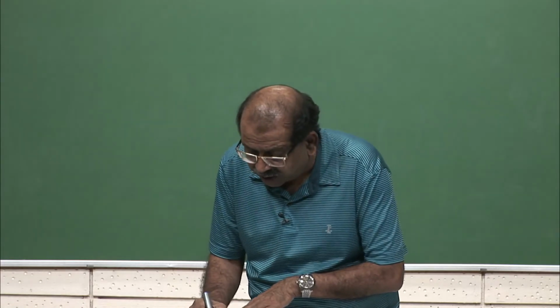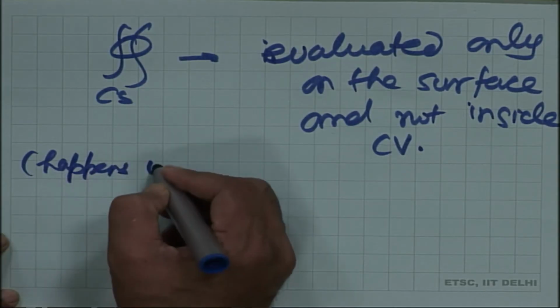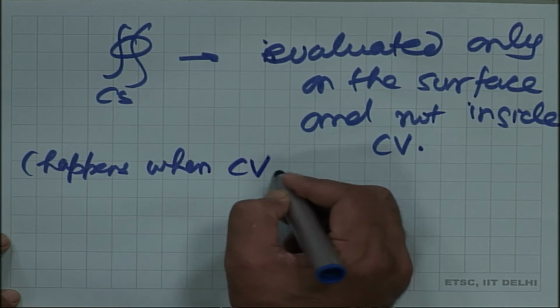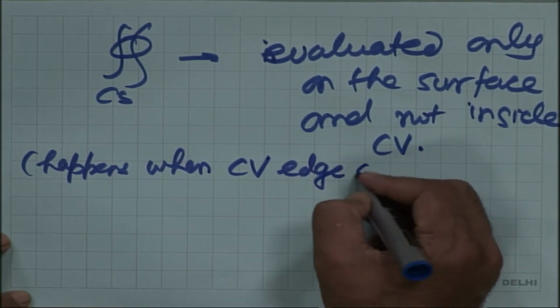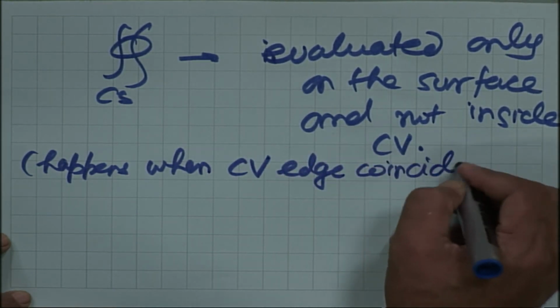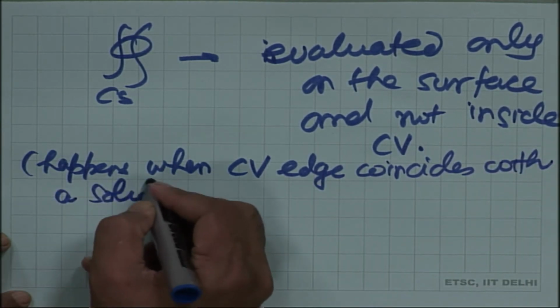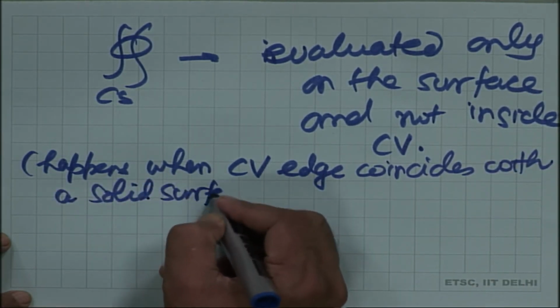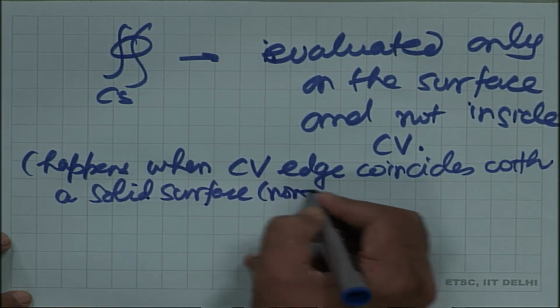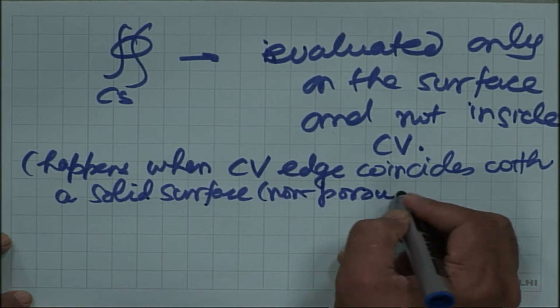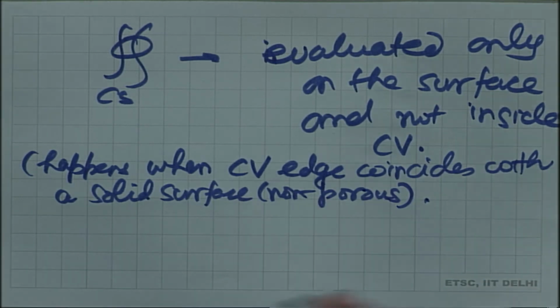This happens when the control volume edge coincides with a solid surface which is non-porous. So, obviously, fluid cannot cross out, and if it cannot cross out, this term will be 0.